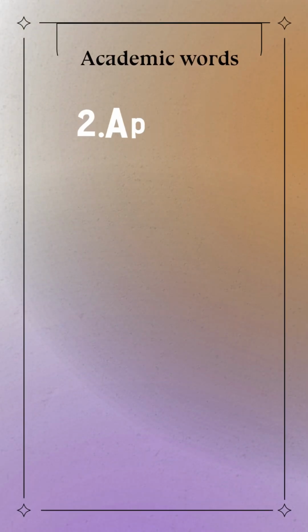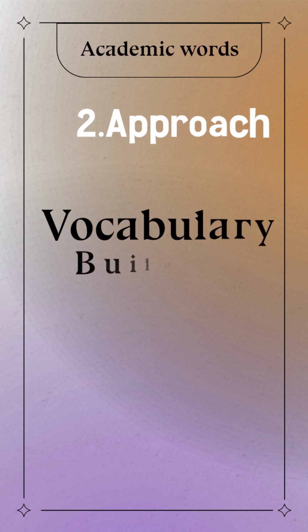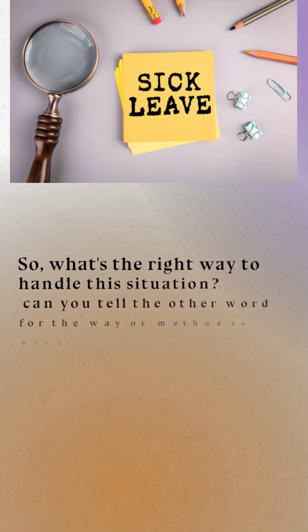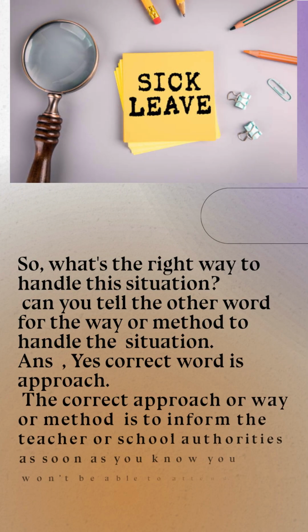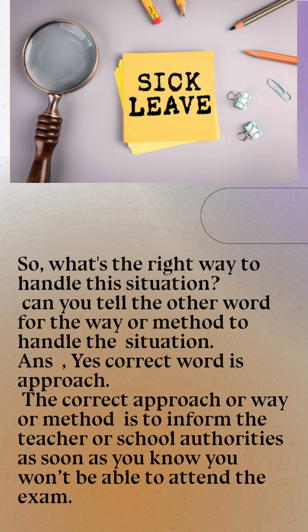Today, we are exploring the interesting field of vocabulary building by active method. Let's introduce the word through the following example. During an illness at the time of an exam, it is crucial to inform the teacher and school authorities about the reason for your absence. The best way to do this is by writing a sick leave letter that explains your illness.